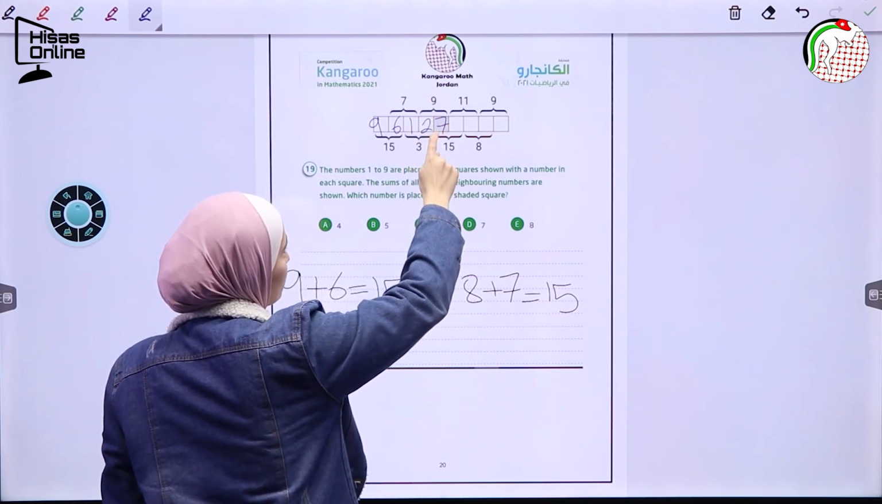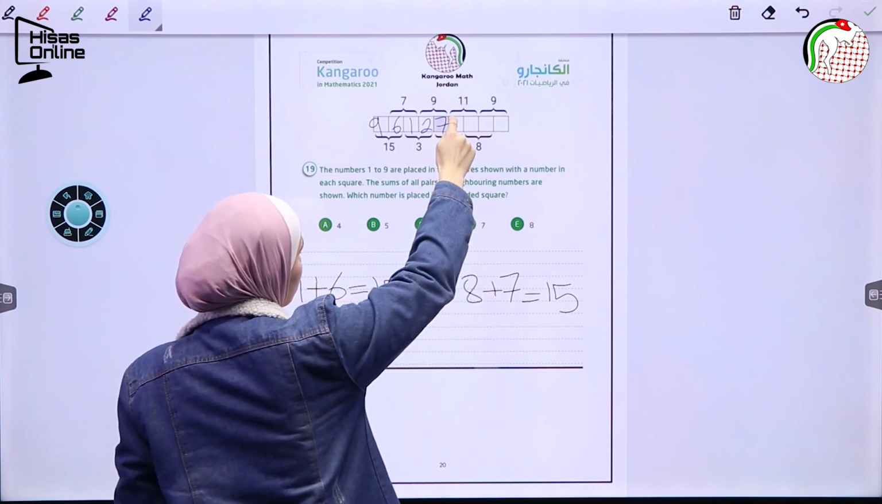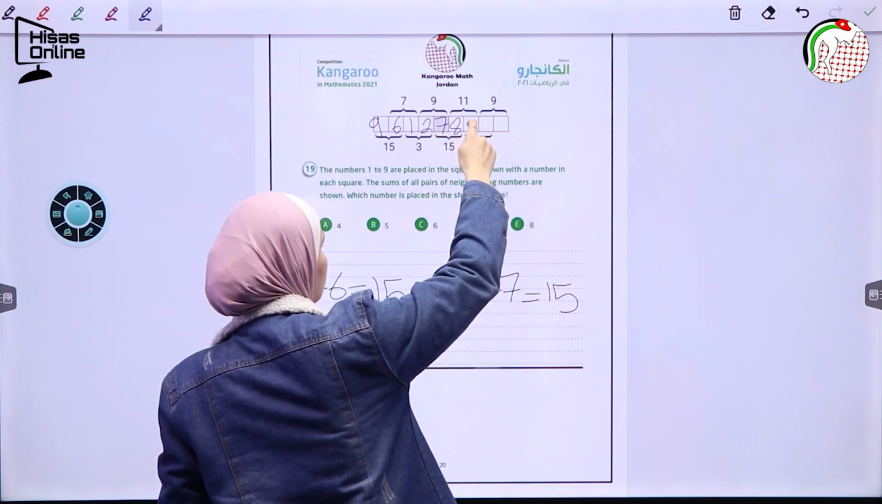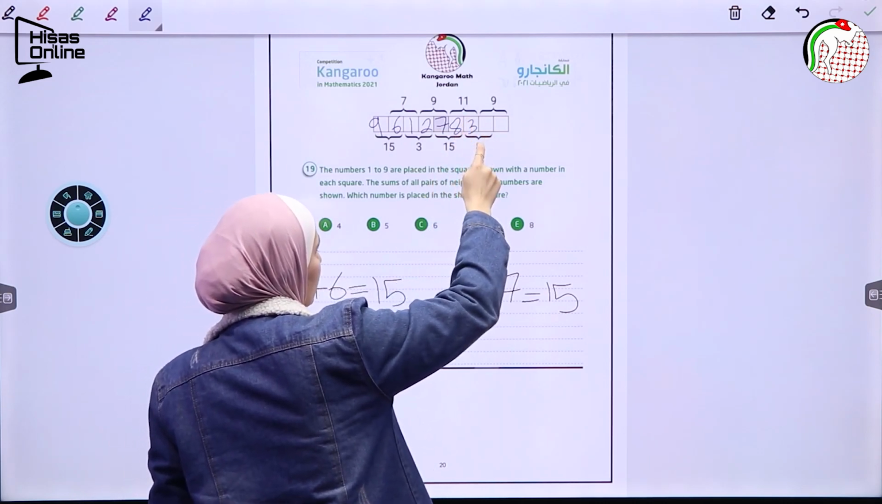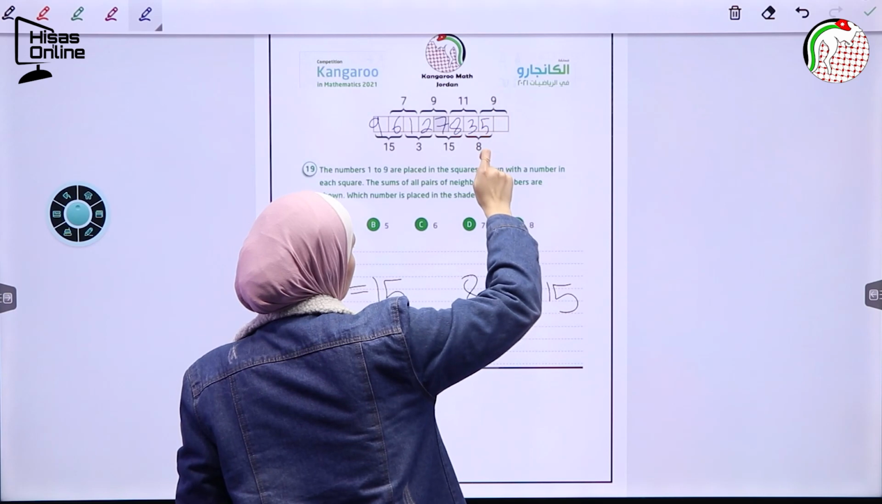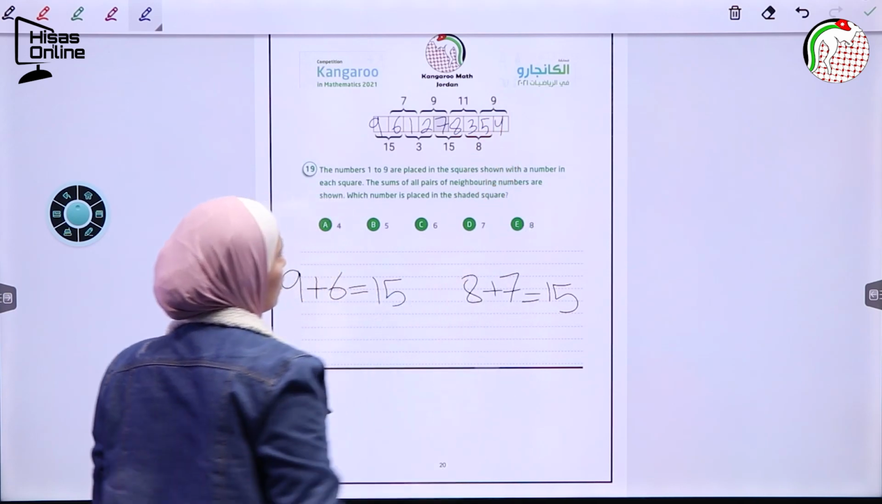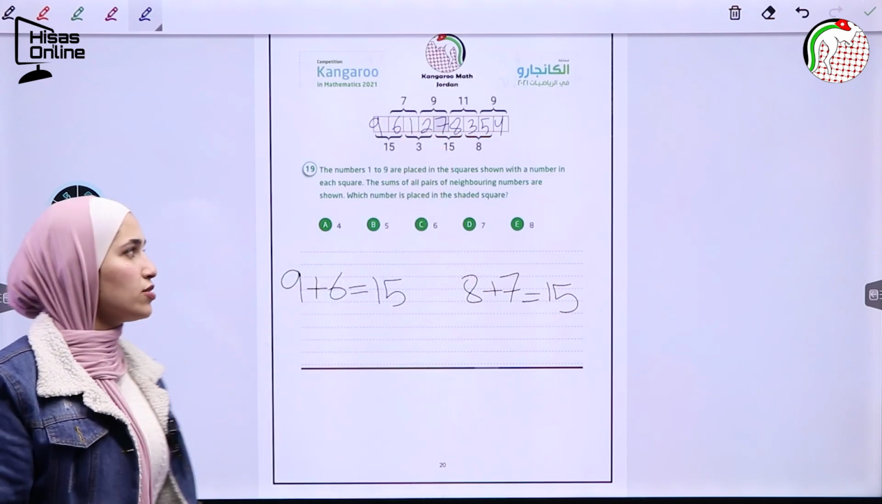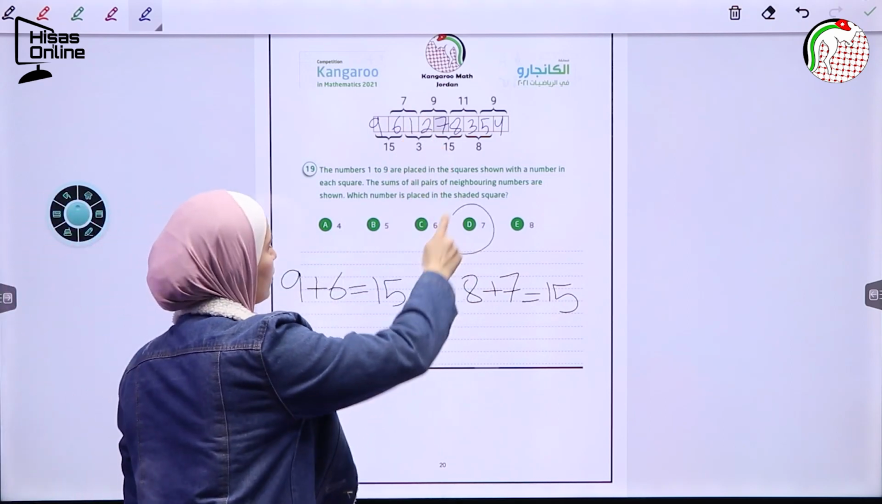Yeah, 7. 7 plus what equals 15? We said 8. 8 plus what equals 11? 3. 3 plus what equals 8? 5. 5 plus what equals 9? 4. So the answer, students, as you see, 7. So the answer is D.